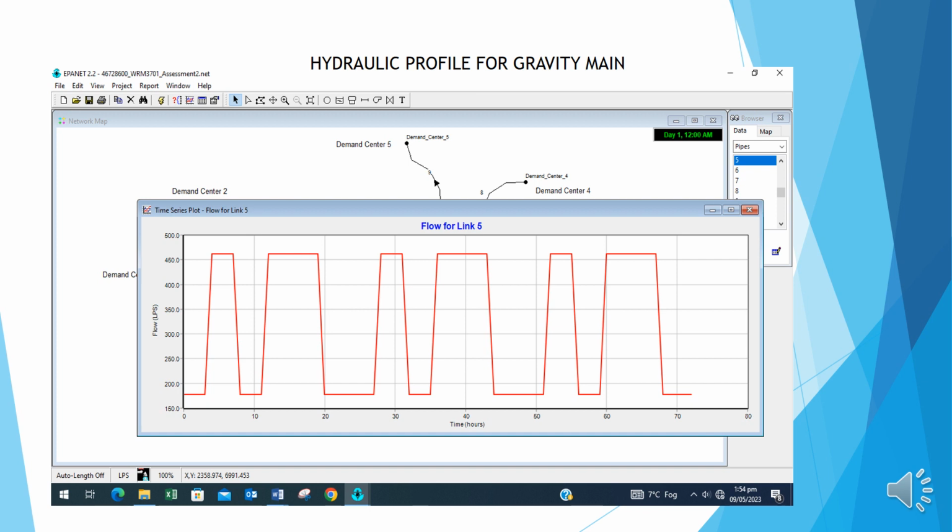Then all flow velocities were also worked out for all pipes, but for the representation we just take the one gravity main, which is the pipe that takes the water off from the bulk storage tanks towards the first node. And also you can see that the demand is met and the flow pattern is very much uniform over the entire period of 72 hours.